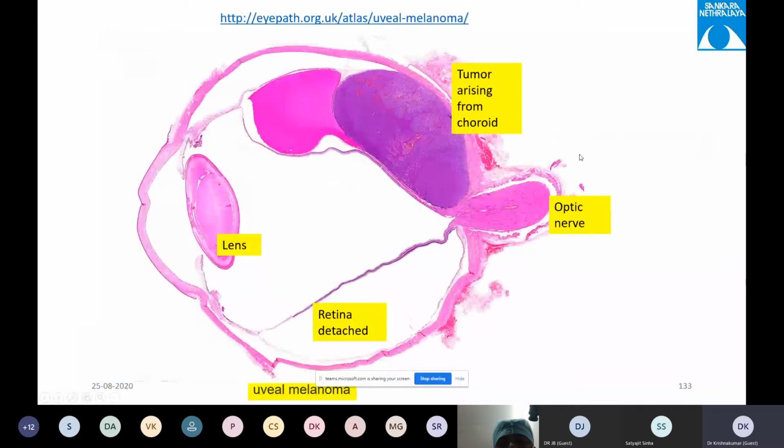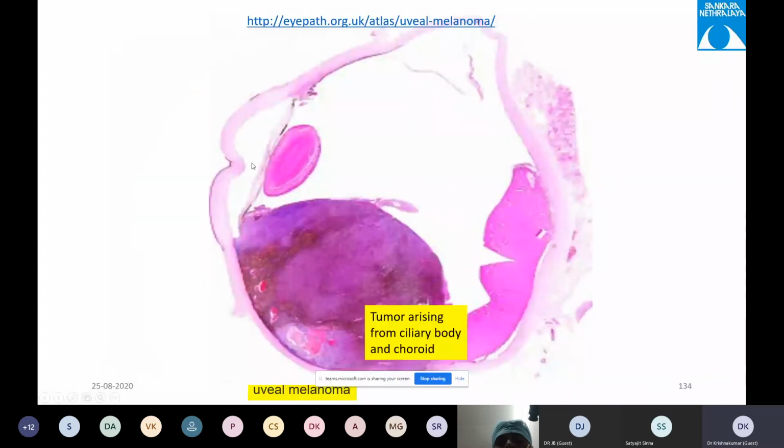See, this section shows cornea, lens. You find a pigmented tumor coming from the choroid, causing secondary retinal detachment, and the optic nerve. The retina is just deflected because of the tumor. Once again, you find cornea, lens. You find the pigmented tumor, partially coming from the ciliary body and choroid.